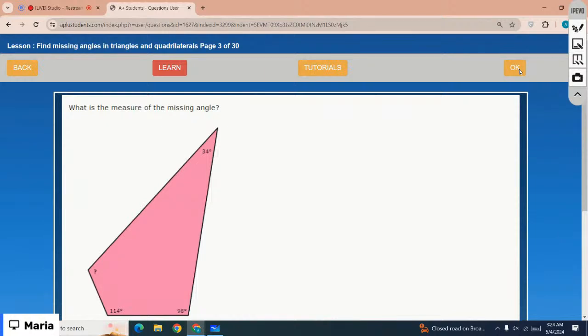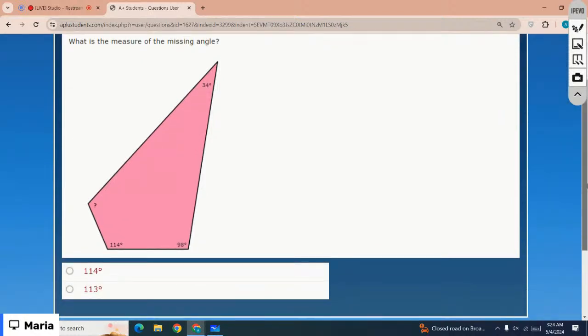What is the measure of the missing angle? So which is the correct option? That is a four-sided shape. So the sum of all the angles in a four-sided shape must equal 360, right? So subtract the given angles out of 360 and you will find the fourth, the missing angle.